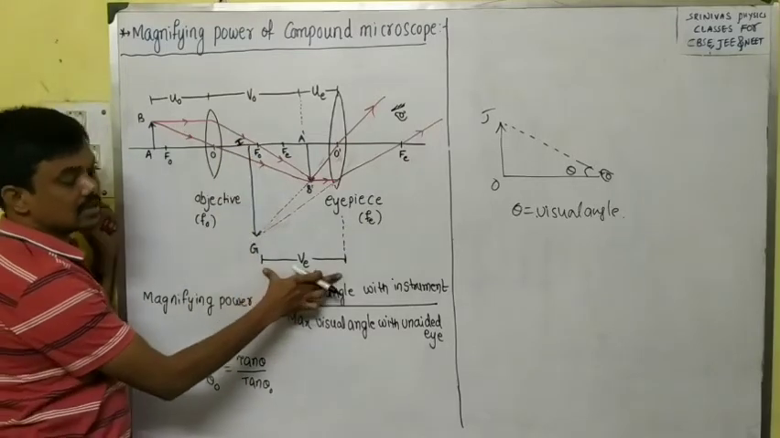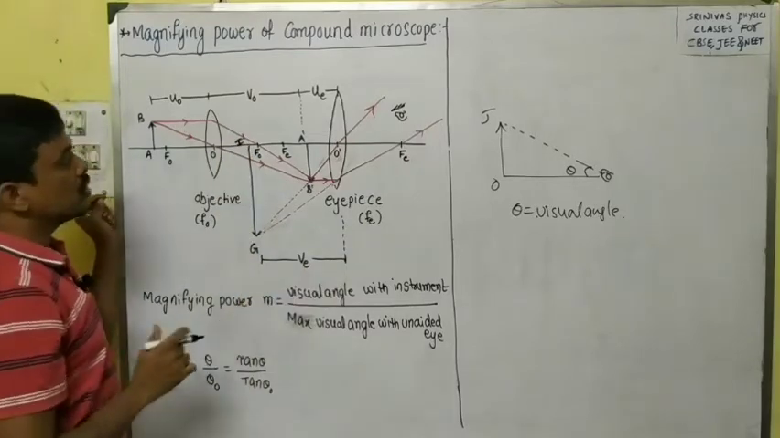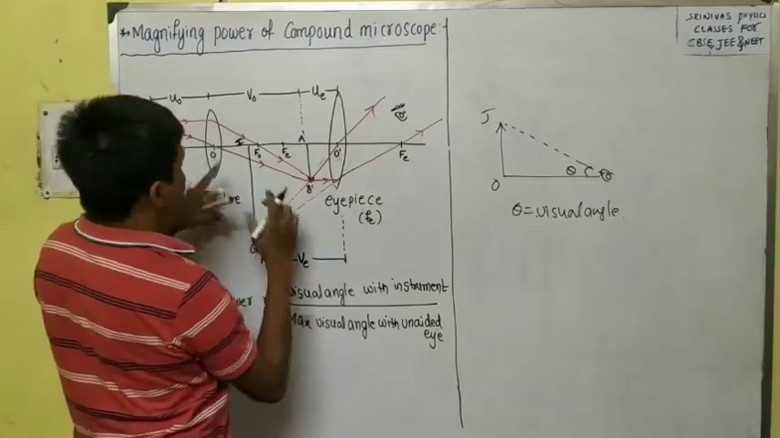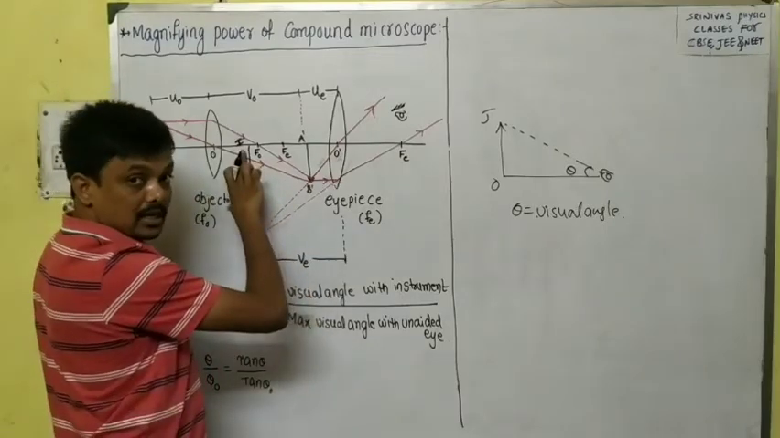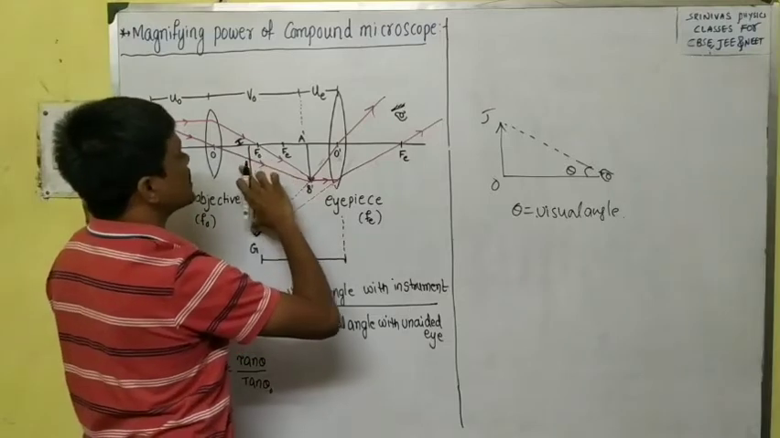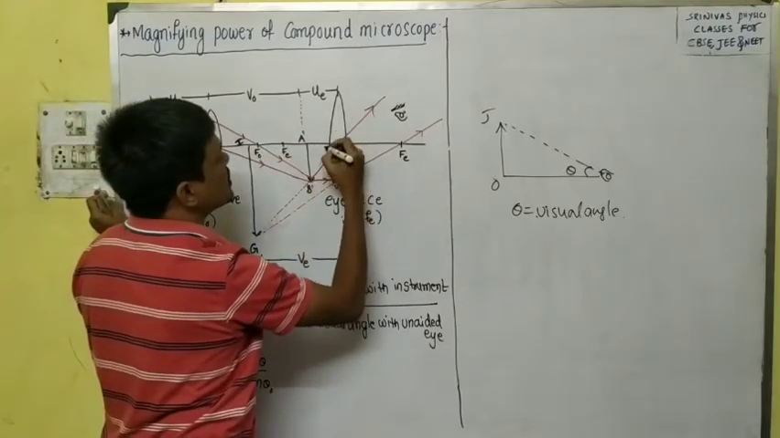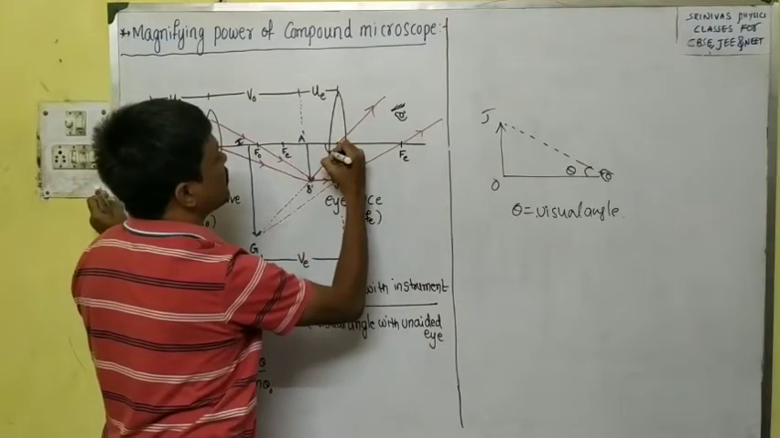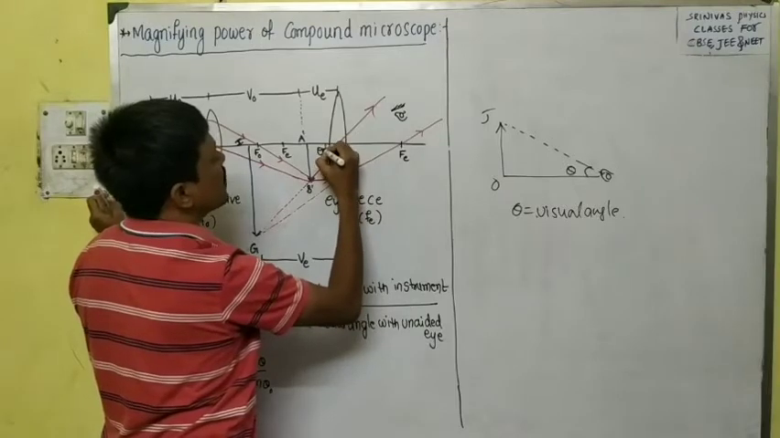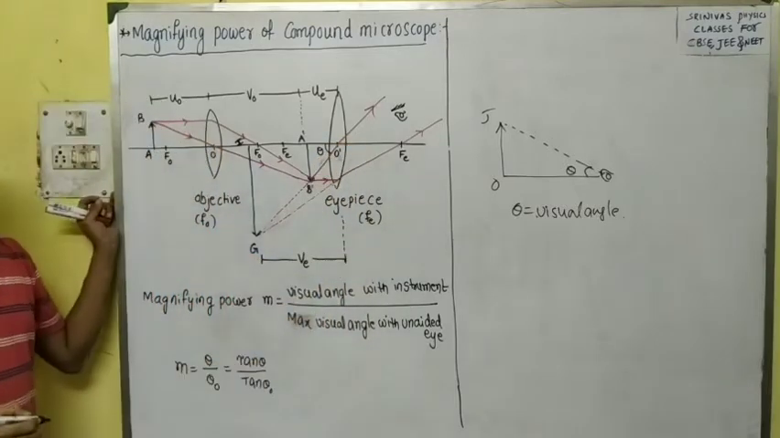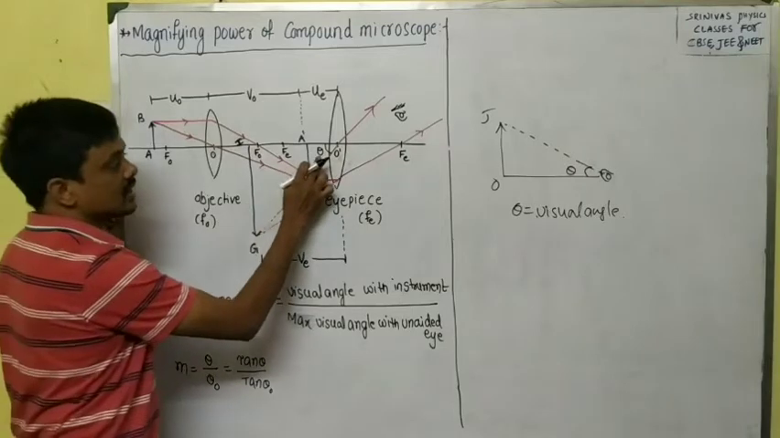And the A'B' distance is VE. Now, the visual angle with instrument means this image appears with the instrument and this is making some angle, you see here, and this is the theta. Okay, very important point here. This is the visual angle with instrument. Okay, the diagram is very important. This is the theta, this is the theta.